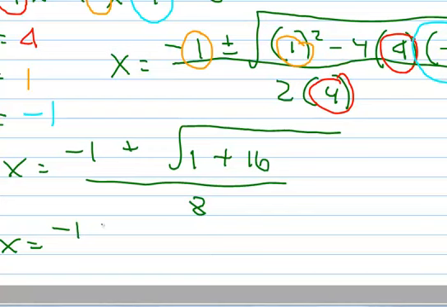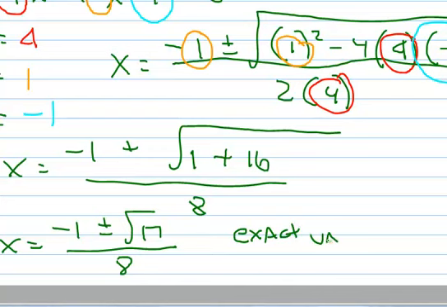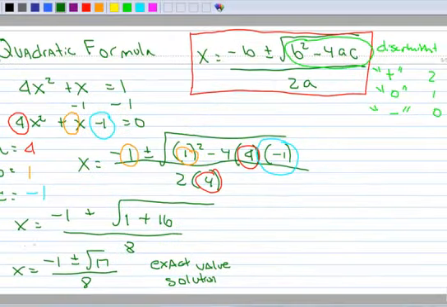Working down, I have negative 1 plus or minus the square root of 17 all over 8. Okay, so now this actually is an acceptable form to leave it. This would be an exact value. You could leave it just like this. So this is your exact value solution. Perfectly acceptable to leave it exactly just like this. But I'm going to show you a couple of things actually.